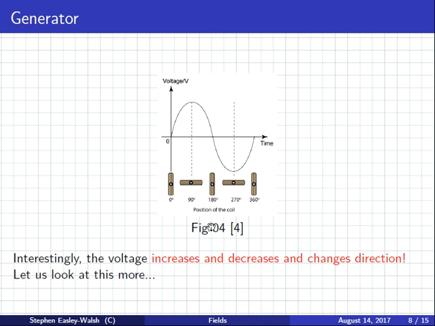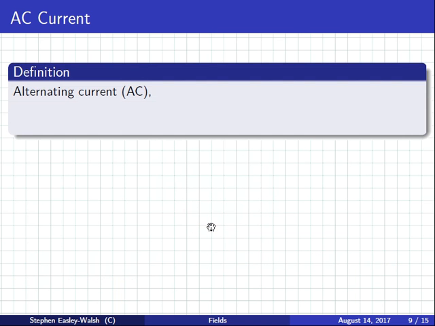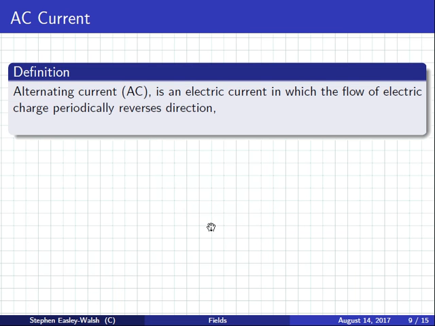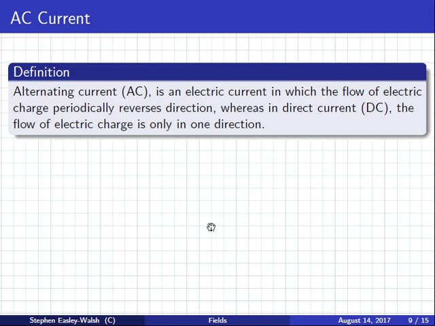We had a look at this already. So what is exactly AC current? The definition is AC current is a current in which the flow of electron charge reverses direction, whereas in DC current, it's only in one direction. Okay. Can you make note of that, please?